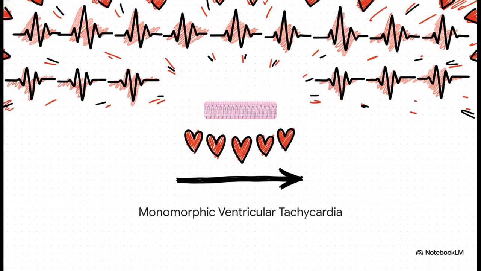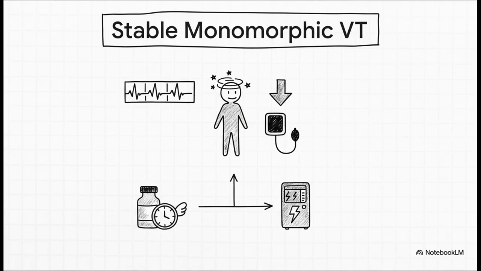All right, let's move a little further down the heart's wiring to a rhythm that starts in the ventricles. This is monomorphic ventricular tachycardia, or VTAC. The two things to look for are a wide QRS complex and the fact that they all look exactly the same. That's the monomorphic part, right? Mono meaning one, morphic meaning shape. One shape.